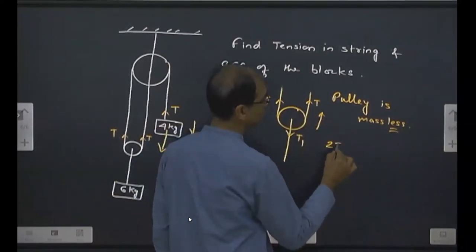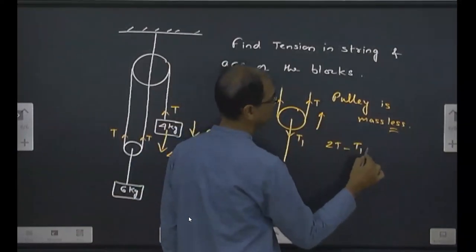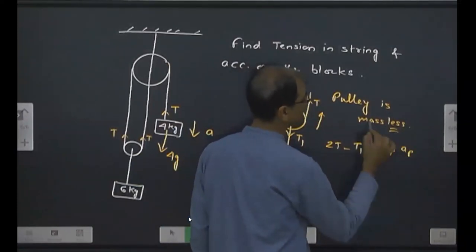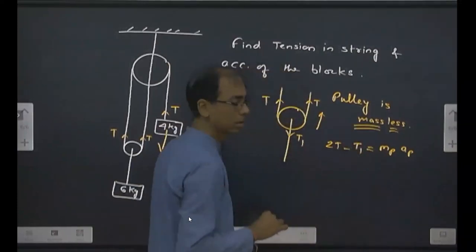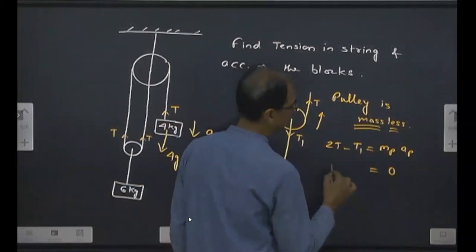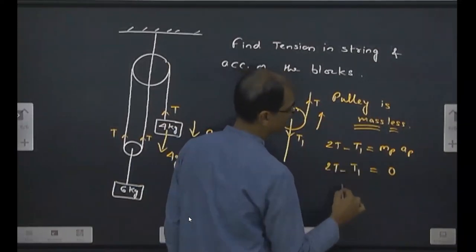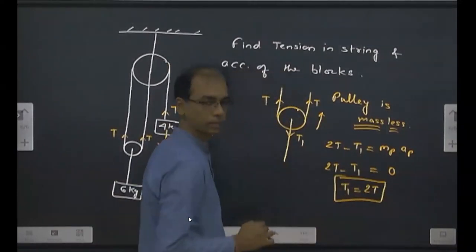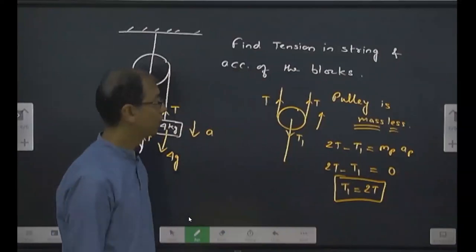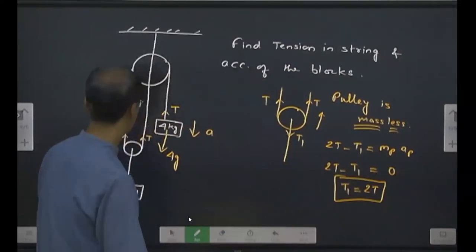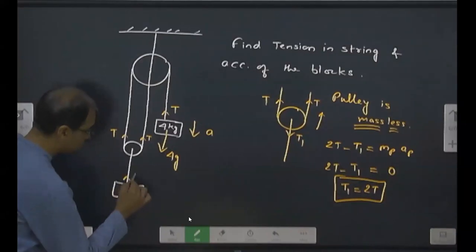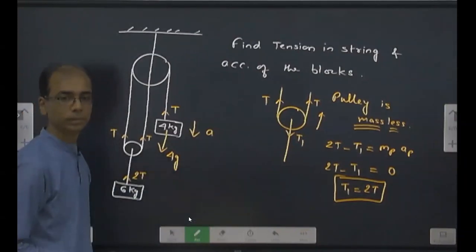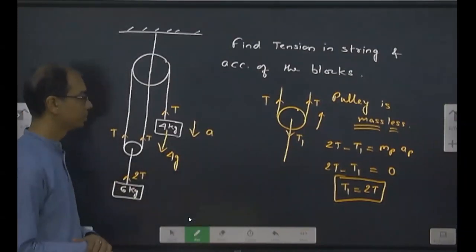It will be 2T upwards minus T1 equal to mass of the pulley into acceleration of the pulley. But the mass of the pulley is 0 because it's massless. So what do you write? This is 0. So that is 2T minus T1 equal to 0. That means T1 is what? 2T. Okay. T1 value is 2T. So that means here tension will be 2T. Perfect. Because we got it.